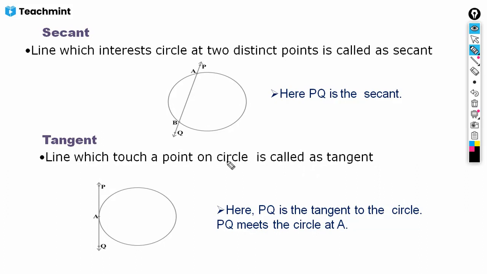That's what we call a secant, where it is intersecting the circle in two distinct points, whereas a tangent is a line which touches a point on a circle. Okay, now after learning the meaning of secant and tangent, let us see the next slides, the next content.